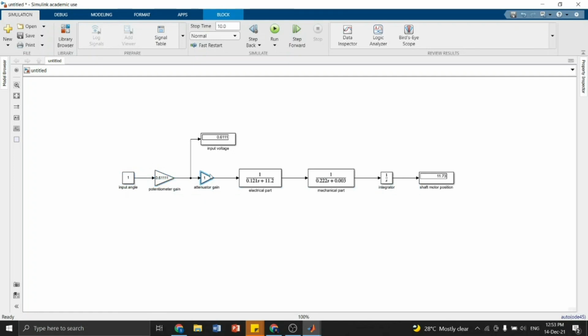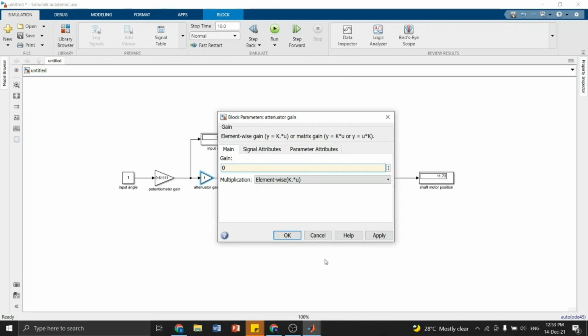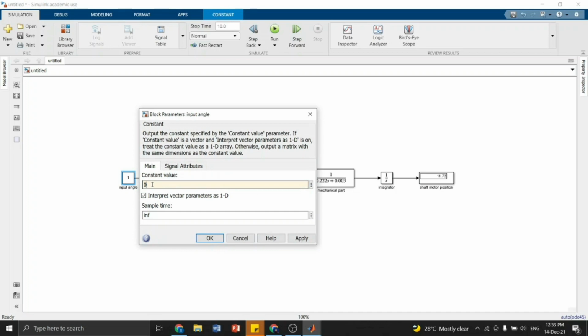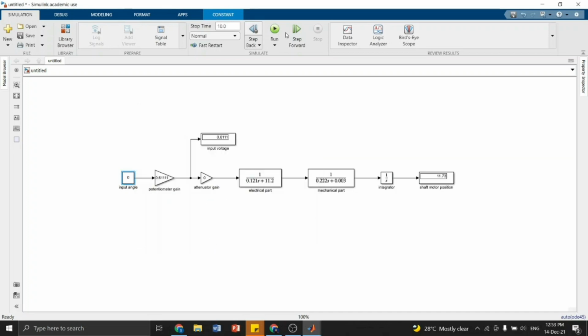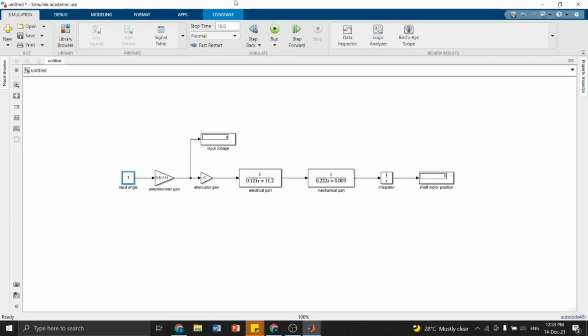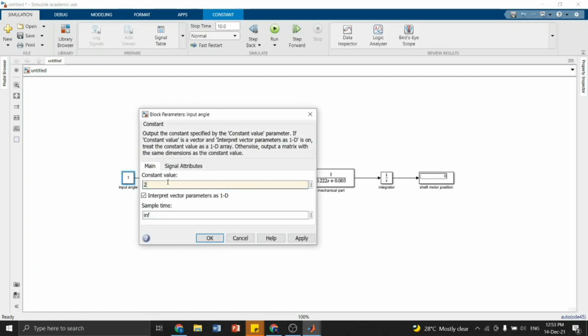Now we will start to observe the shaft motor position by setting the actuator gain to 0 and increasing the input angle from 0 until 10. So let's run the simulation. Now I will change the input angle to 1. The actuator gain is still the same. Then I will repeat the step by changing the input angle until 10.